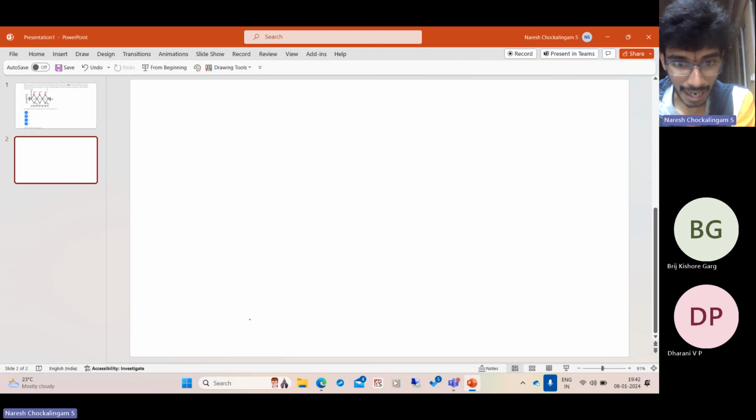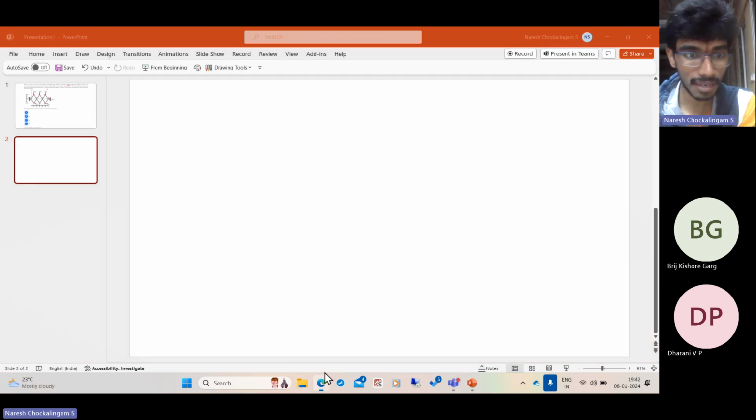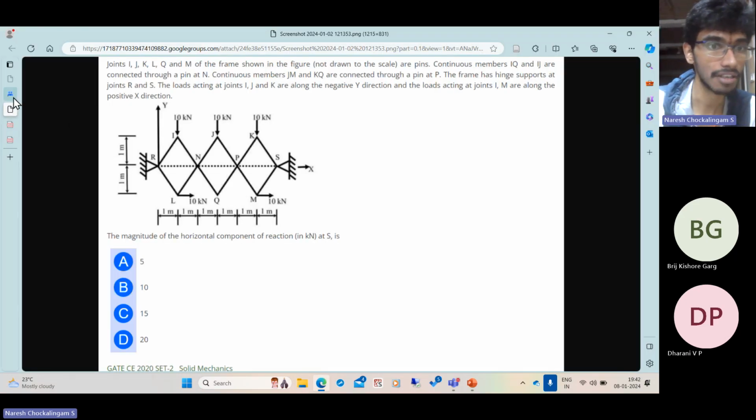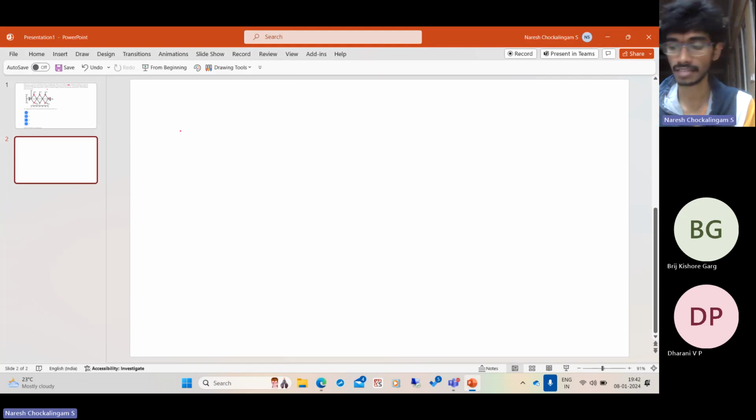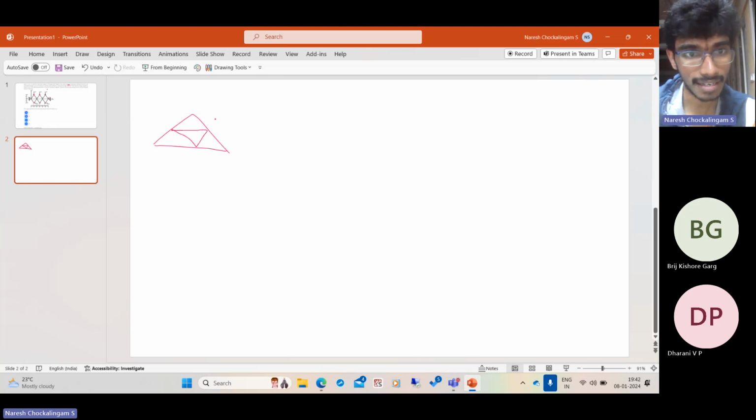So you had asked me if this problem can be solved with the method of sections, and the answer is no, because it is a frame structure. You know how the method of section works, right? Method of section works if you make such a cut that it exposes at most 3 unknowns at a time, right?